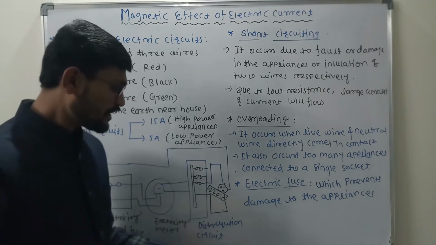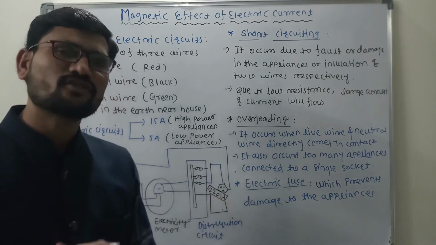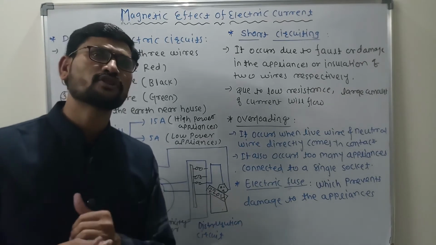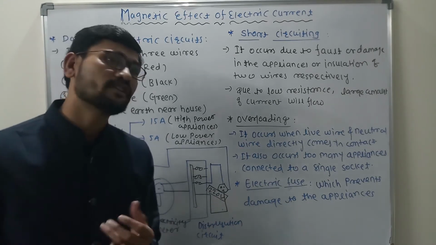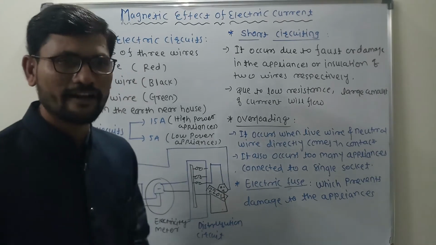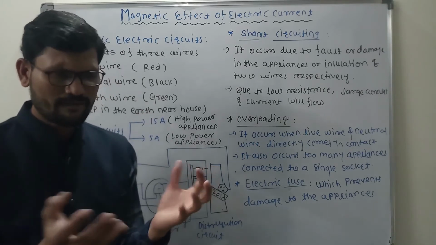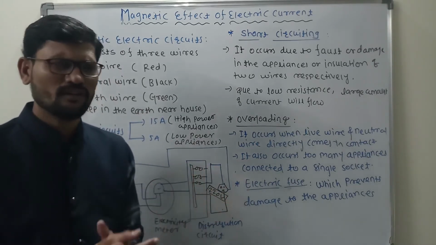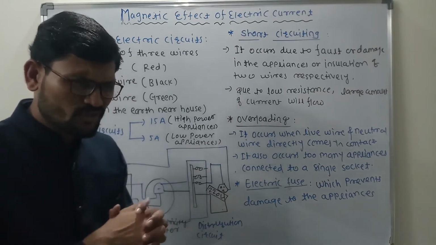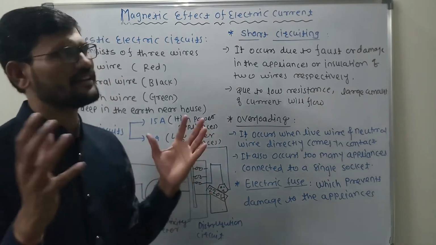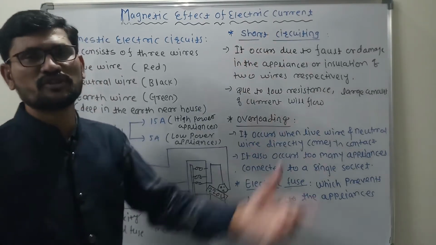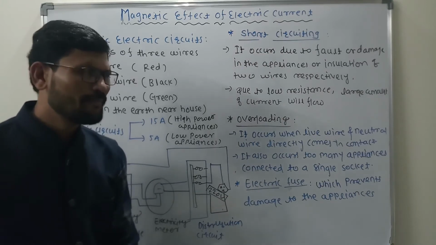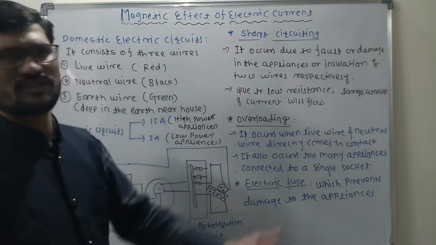But there are three important things that need to be discussed in the domestic electric circuit. One is called the short circuit, the second is called overloading, and the third is called the electric fuse. As you know very well, in our country and wherever it is, many fatalities take place because of short circuiting. Clear? Many accidents have happened because of short circuiting.